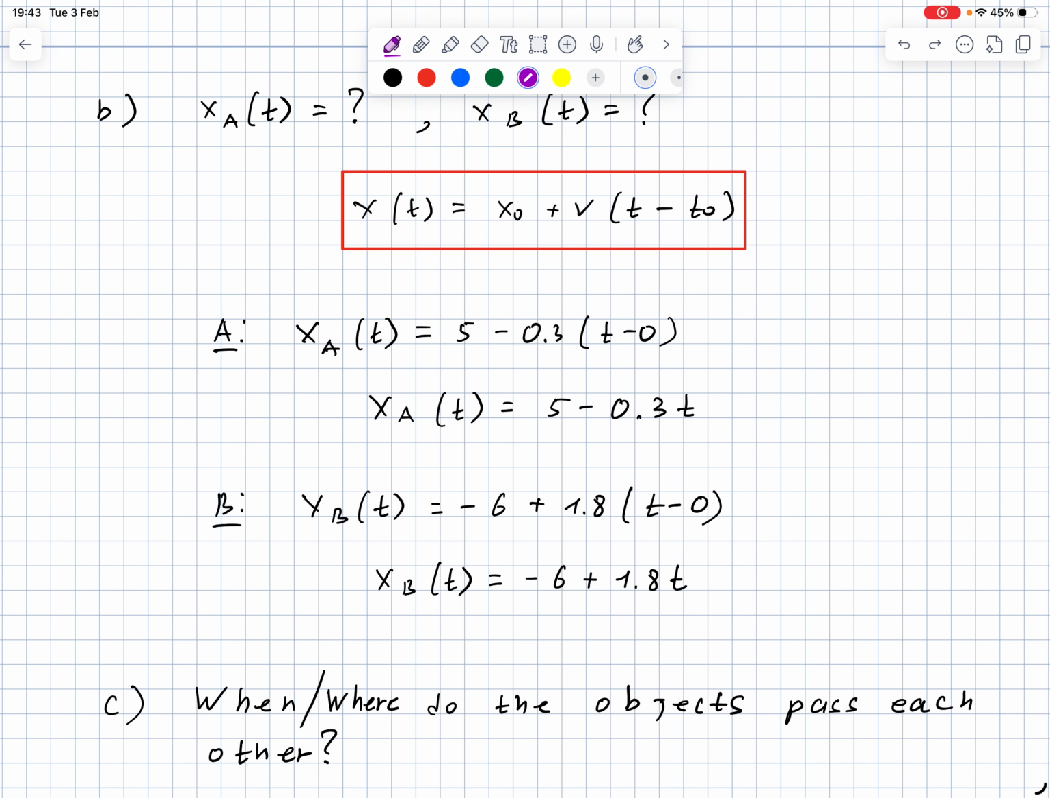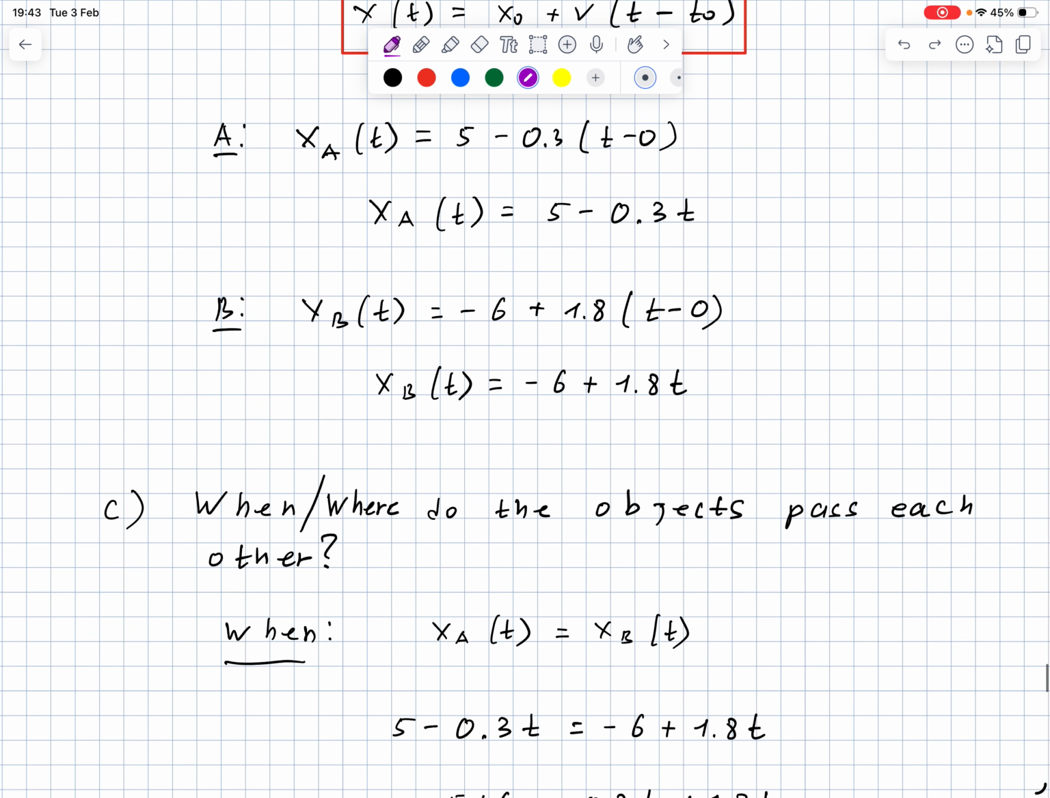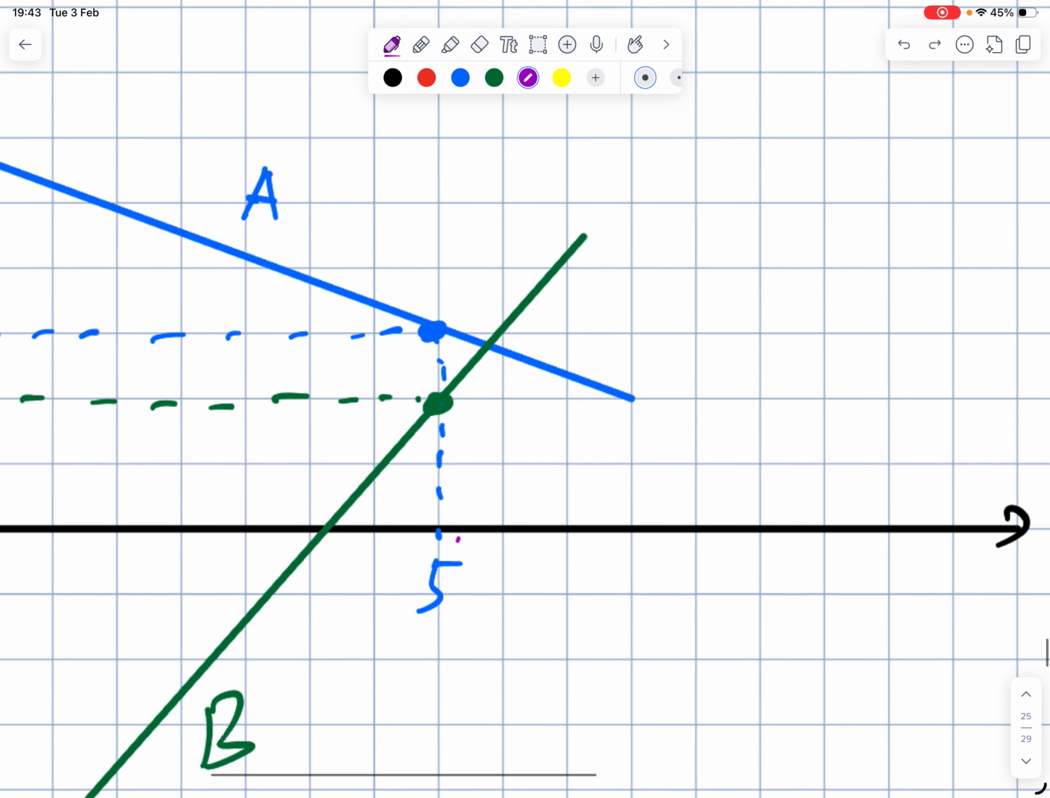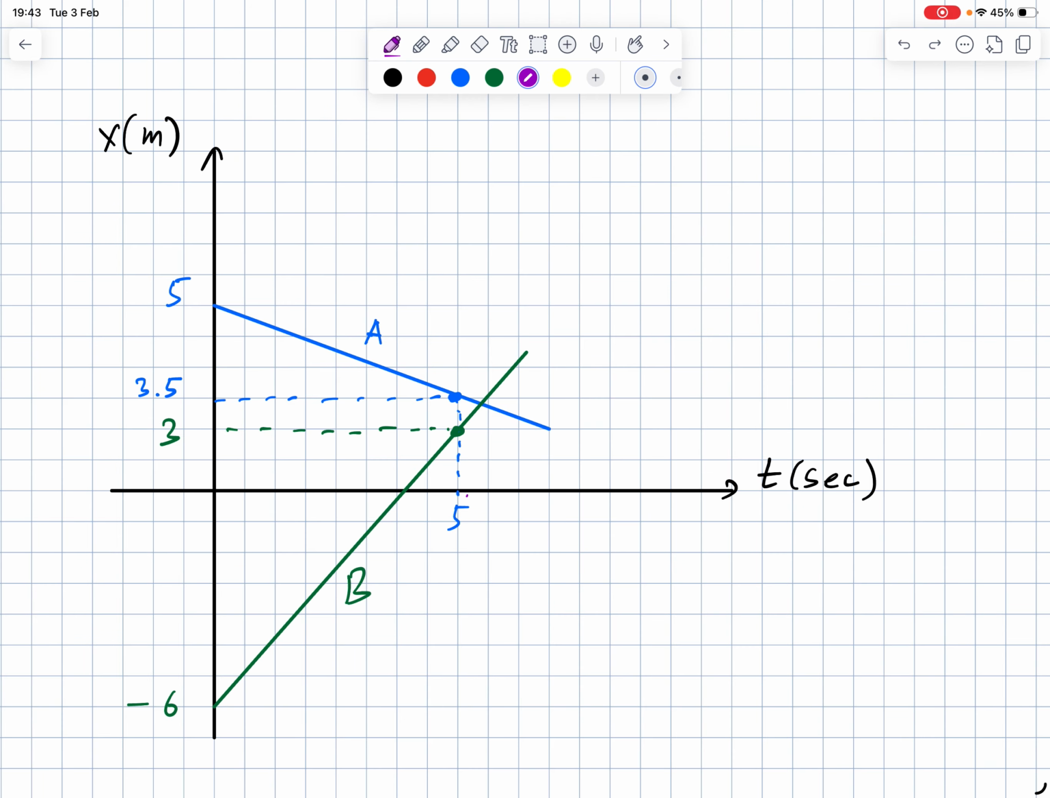Okay, next part, C. When and where do the objects pass each other? Actually, we're looking at this point. As time goes by, object A moves towards the origin. Also, B moves to the origin, but at some point they will pass each other. It will be something like here.